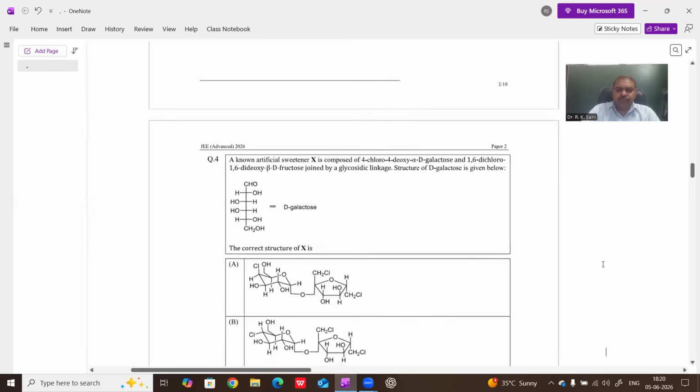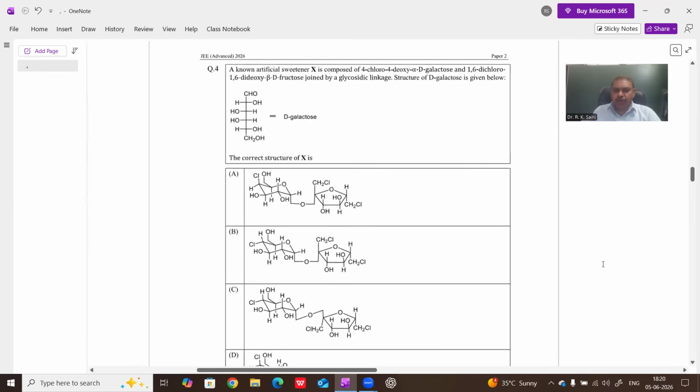Question 4, taken from biomolecules. Compound X is formed by 4-chloro-4-deoxy-alpha-D-galactose. This molecule is galactose, so check the configuration. D-galactose is an epimer of D-glucose at the 4th carbon atom, with a different orientation. In glucose, the OH is on the right-hand side, and in galactose, on the left-hand side.